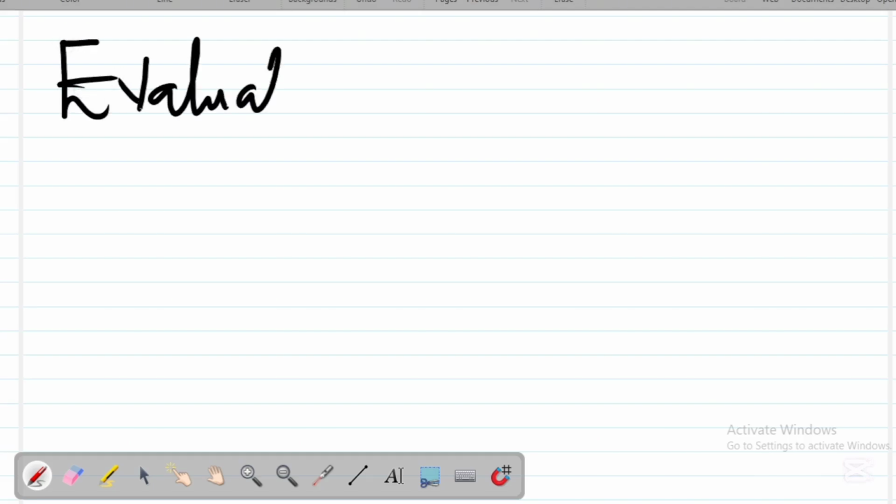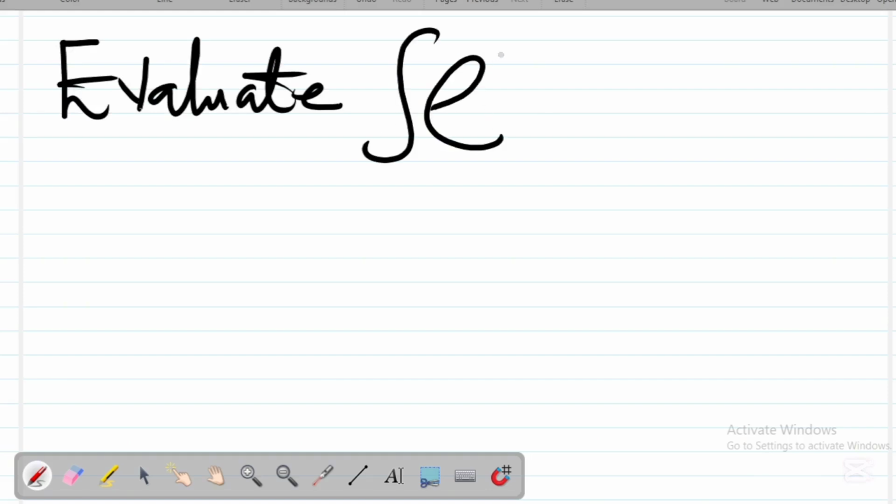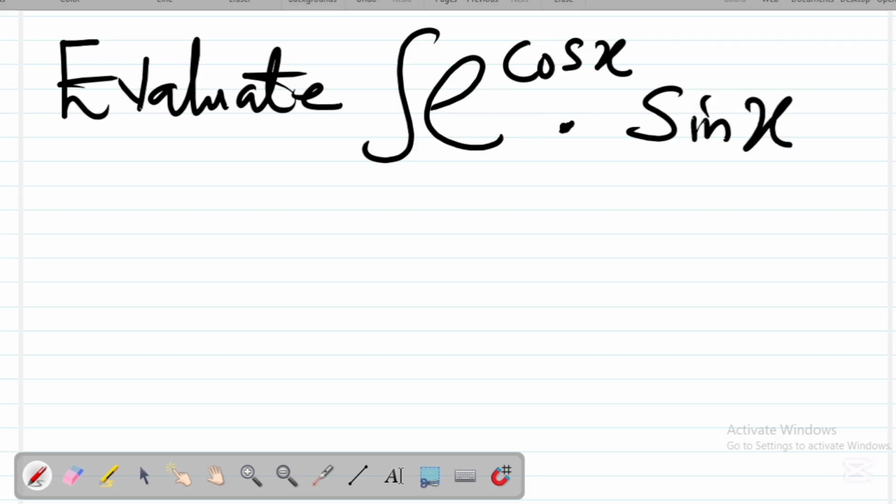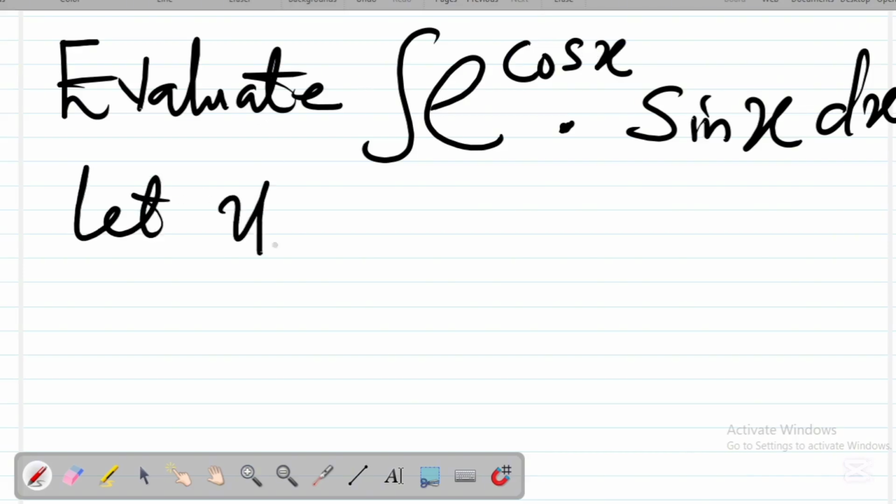All right, let's solve the second problem. It says, evaluate the integral of exponential cos x multiplied by sin x dx. So which one is our most complex term? Our most complex term here is exponential cos x. So let u be cos x.